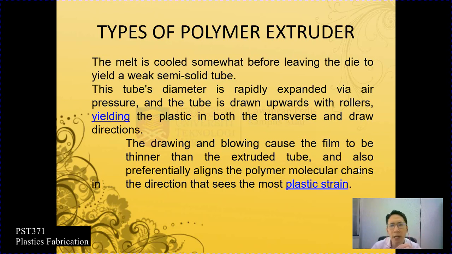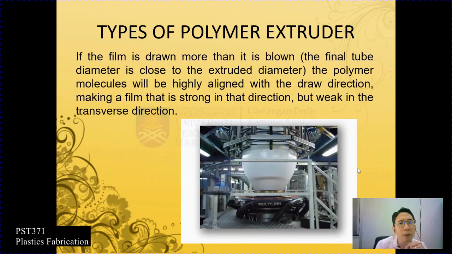Okay, the drawing and blowing cause the films to be thinner than the extruded tube and also preferentially align the polymer molecular chains in the direction that sees the most plastic strain. Okay, if the film is drawn more than is blown, the final tube diameter is close to the extruded diameter. Okay, kalau awak tarik lebih daripada awak blow, so final shapes dia, diameter dia lebih kurang macam die saja.